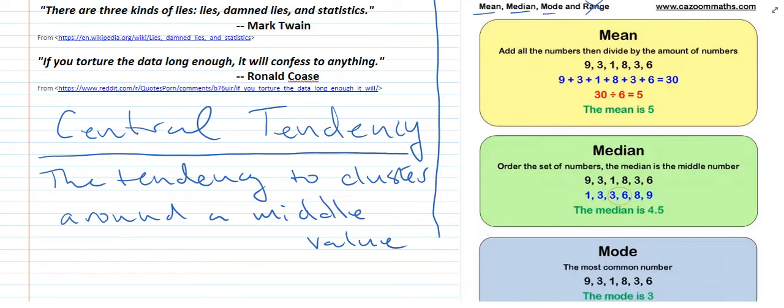So in our first example, 9, 3, 1, 8, 3, 6, we just add them up. 30 divided by 6 numbers, our average value in this scenario right here is 5.